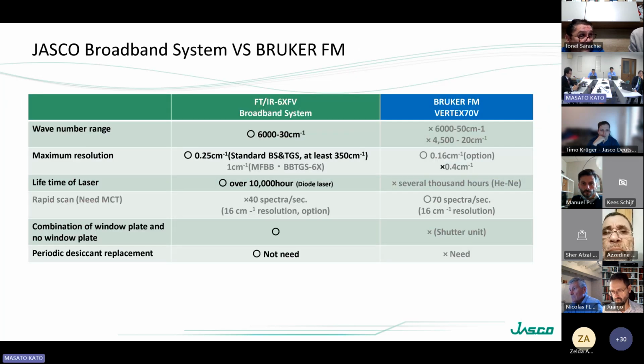JASCO broadband system versus Bruker. The most likely vacuum IR competitor to emerge is the Bruker Vertex 70V. The wavelength range and the maximum resolution are not much different, but our broadband system requires less maintenance and is more cost effective.